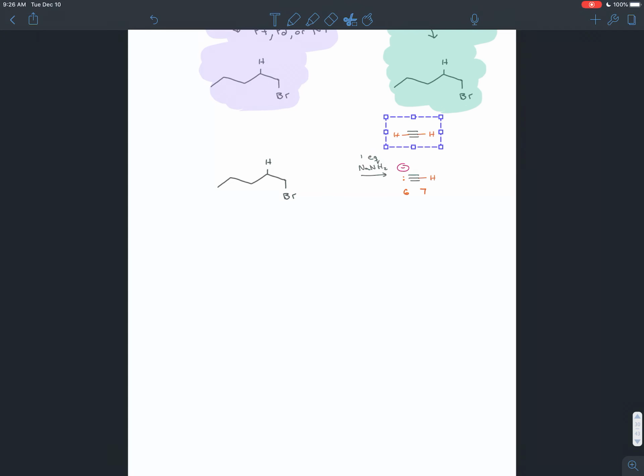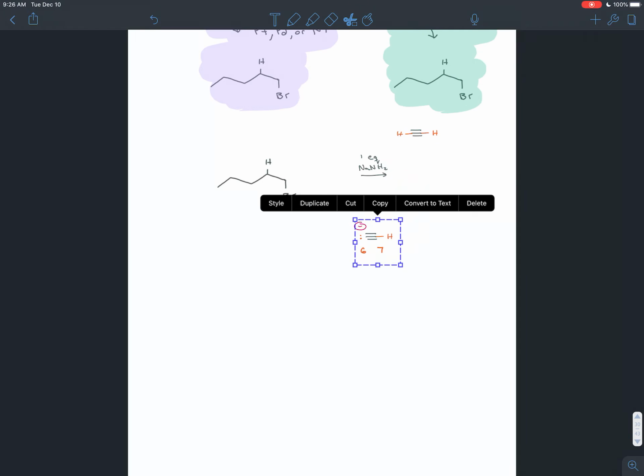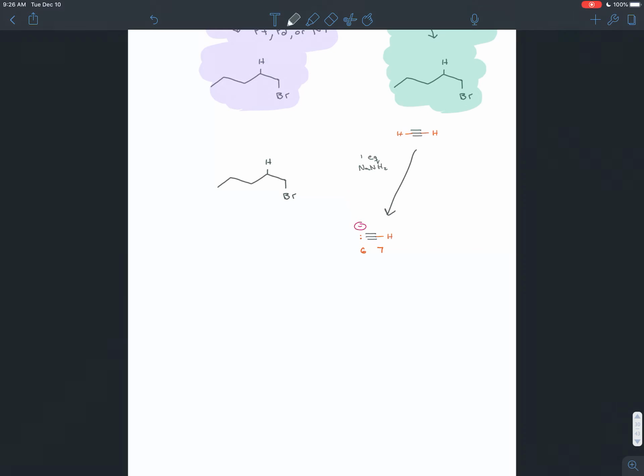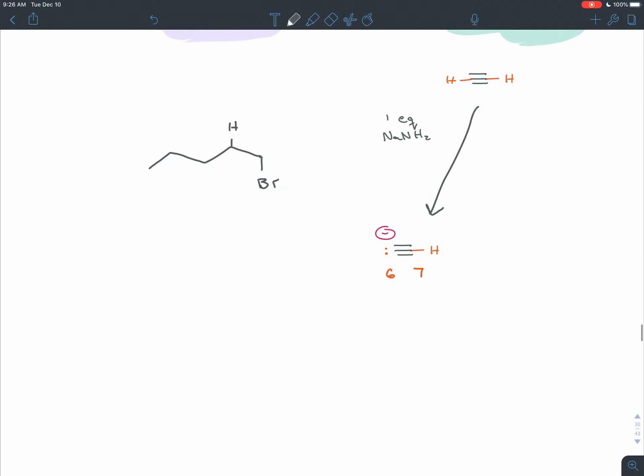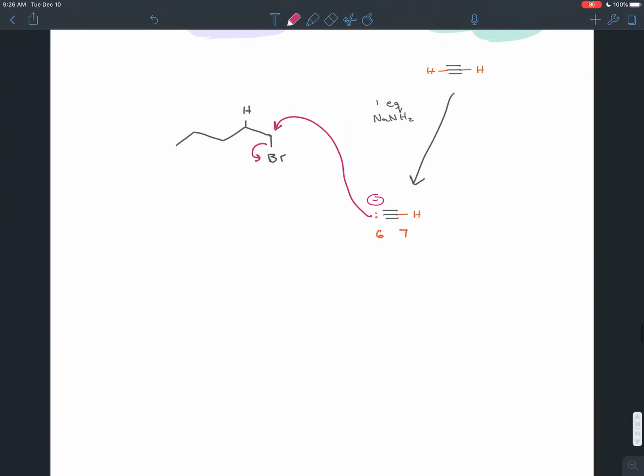So above, we made this carbon nucleophile by adding sodium amide, and then that would do the SN2 reaction. So this would attack there, kick the leaving group off, and we would have these 1, 2, 3, 4, 5 carbons attached to the carbons 6 and 7.